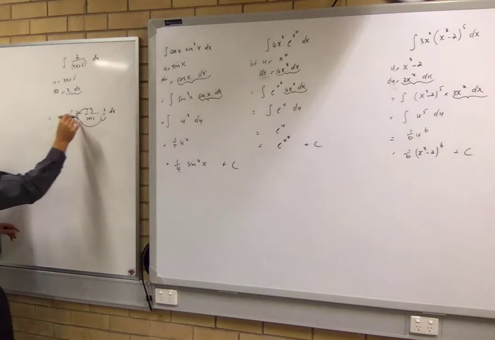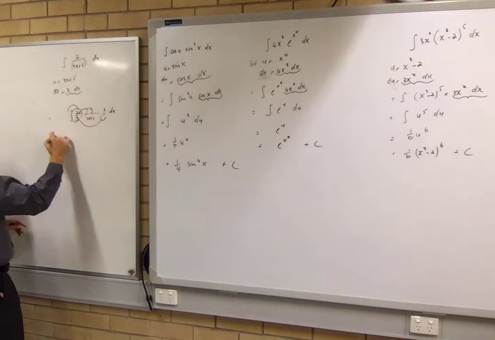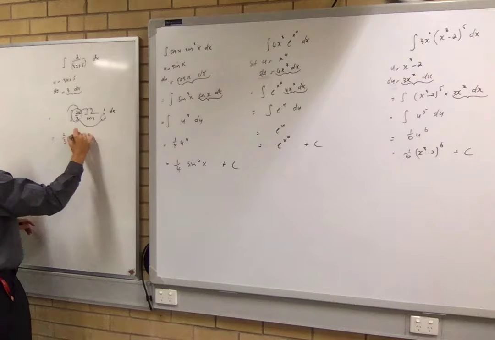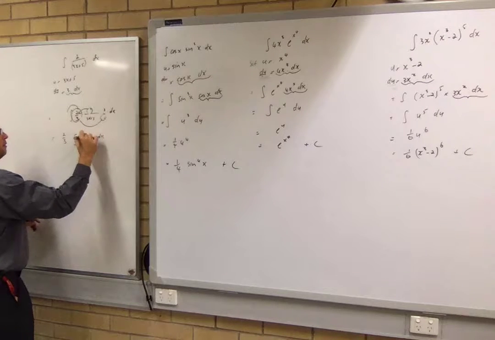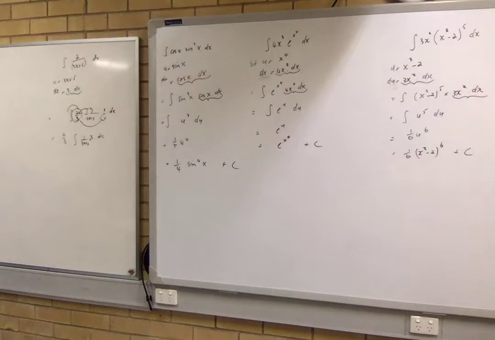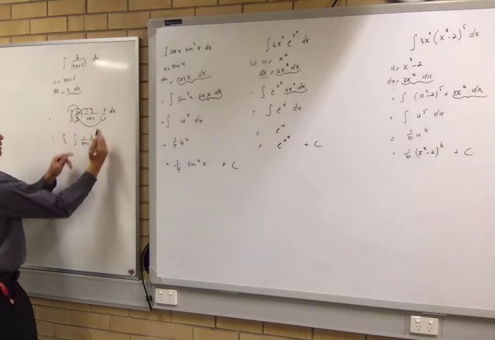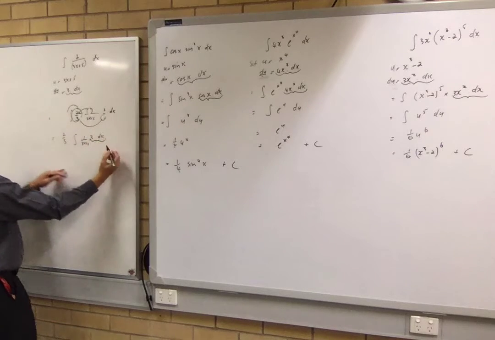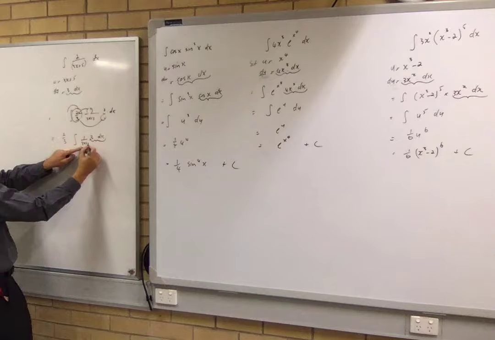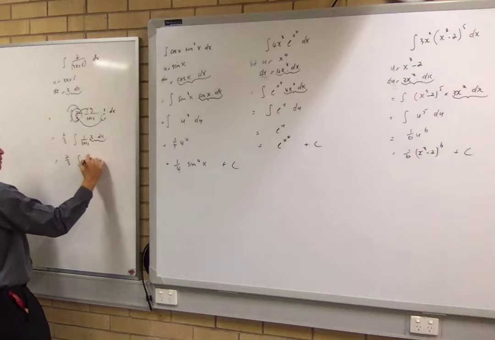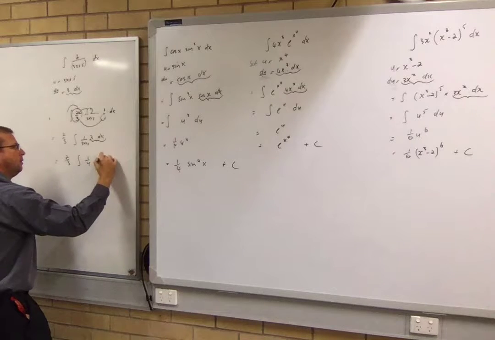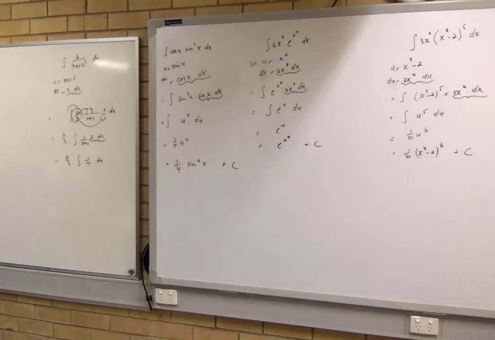And then not only that, but I can take that whole 2/3 at the front. That is that, and that is my u. 1 on u du.